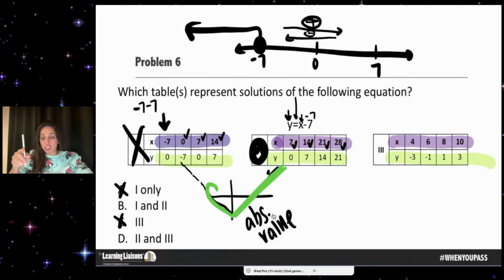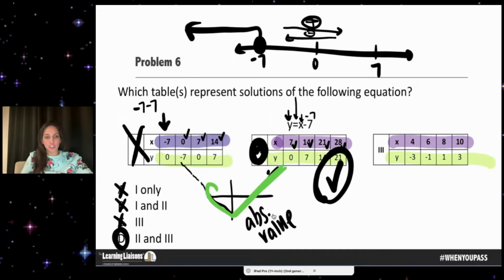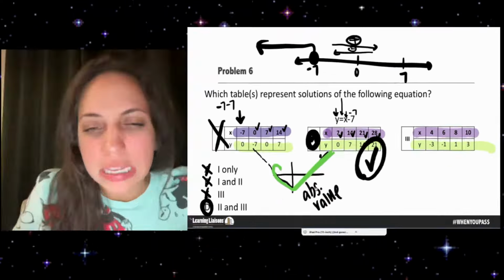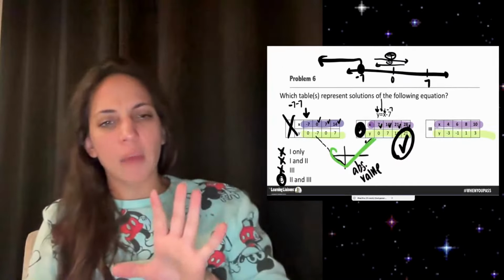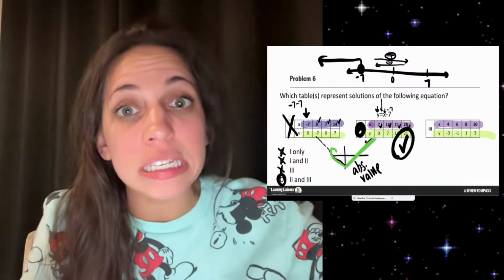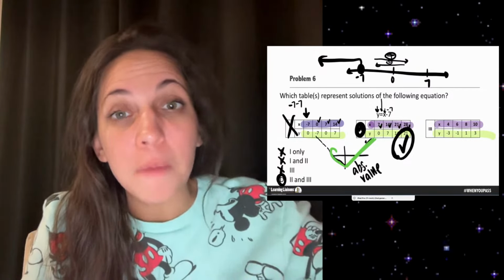And I've just figured out my answer. Because if it's not 1, it's not 1 and 2. And it's not 3 only because we just checked that with number 2. So it has to be 2 and 3 only. Do you see? I want you to back up for a minute. Do you see how I just saved you time on your test?